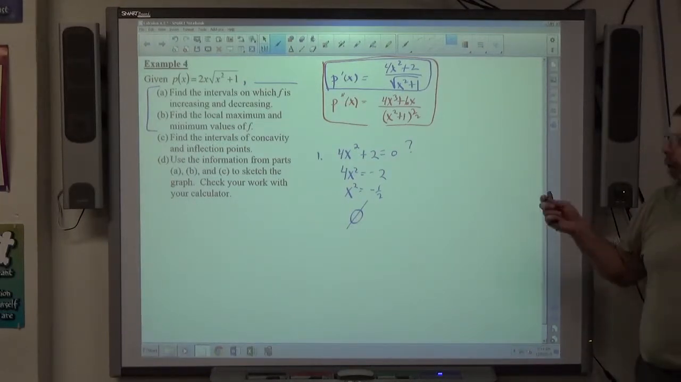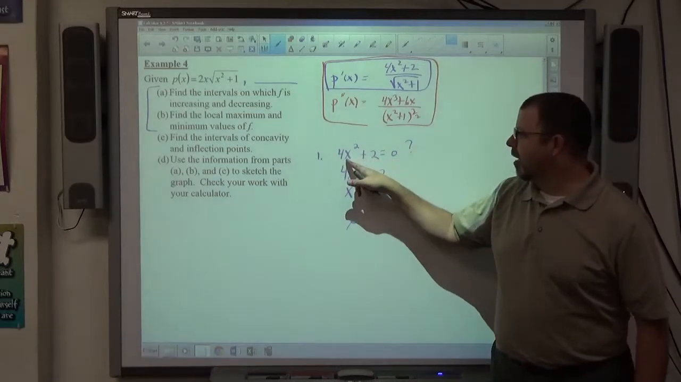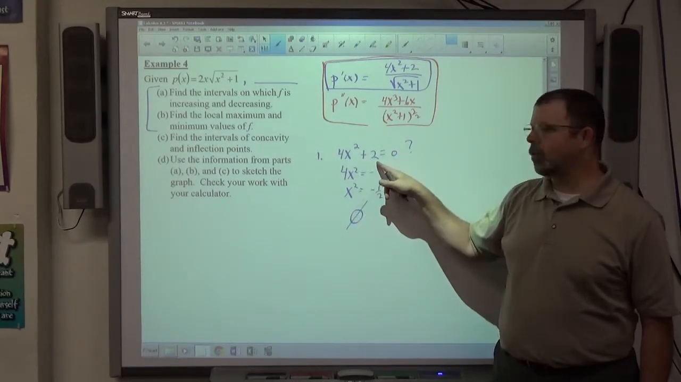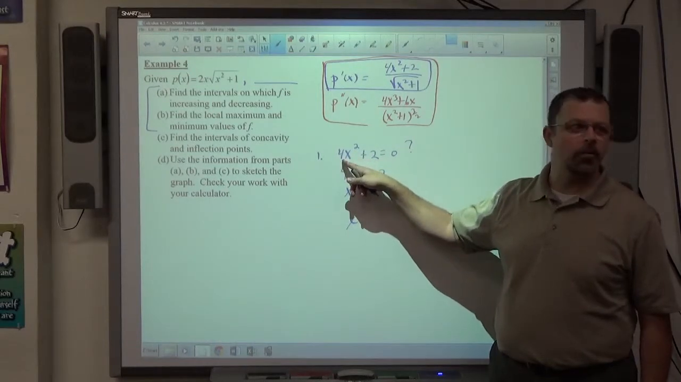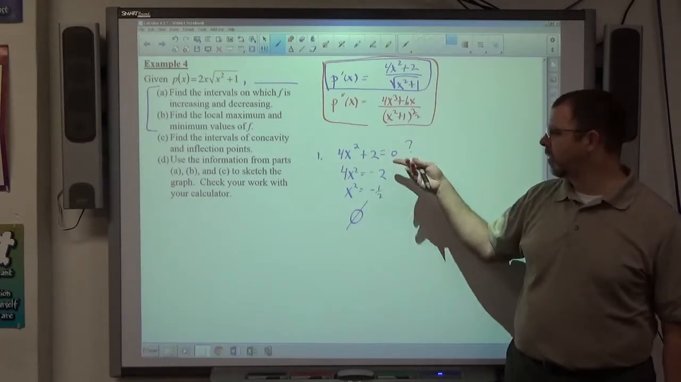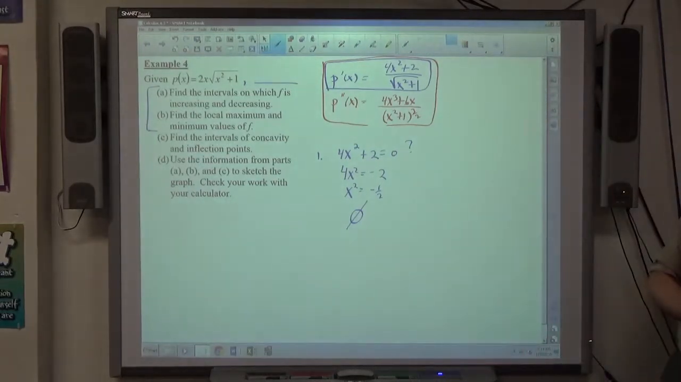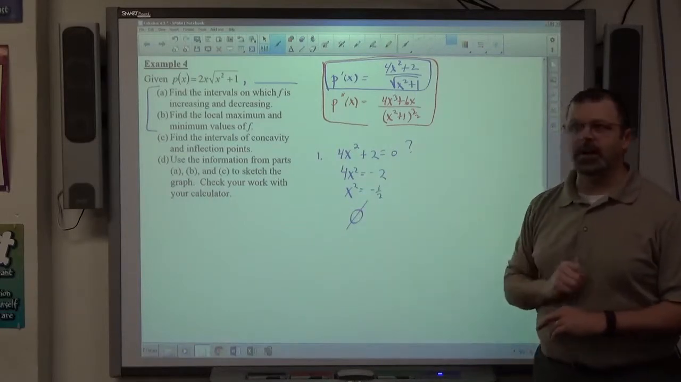That's not possible. Or if we'd even gone up here, 4 times x squared is going to be 0 at least, right? You take 0 and add 2, you get 2. You take something bigger than 0 and add 2, you get something bigger than 2. It can't equal 0. It's not possible, not in the real world. So the fraction cannot equal 0. So there's no critical numbers based on it equals 0.